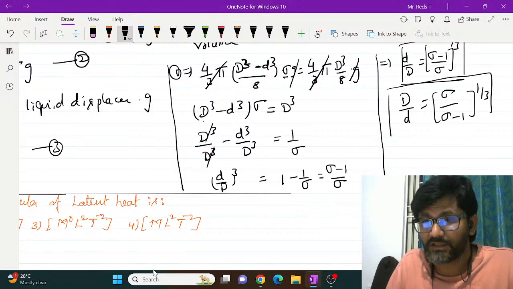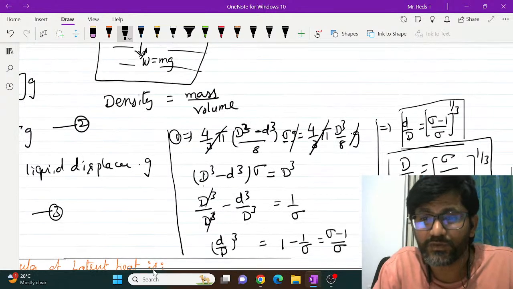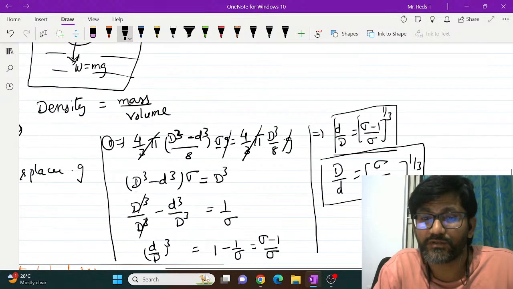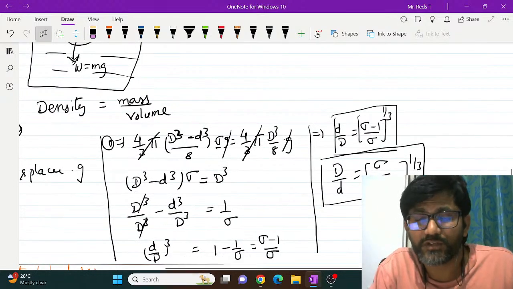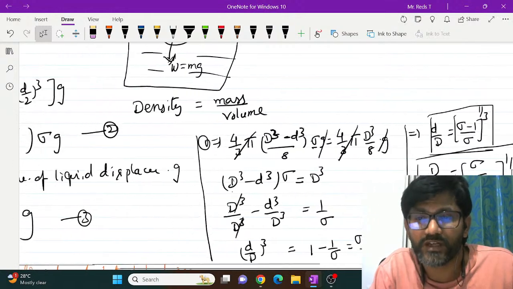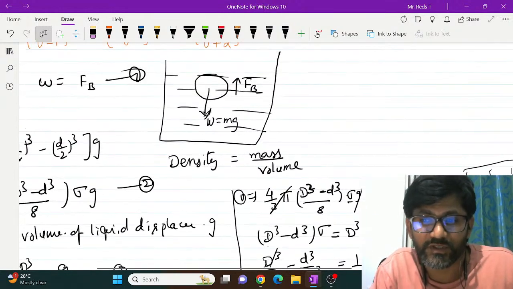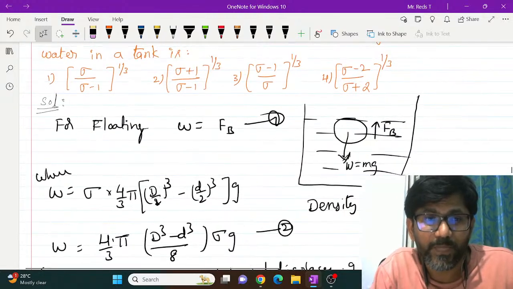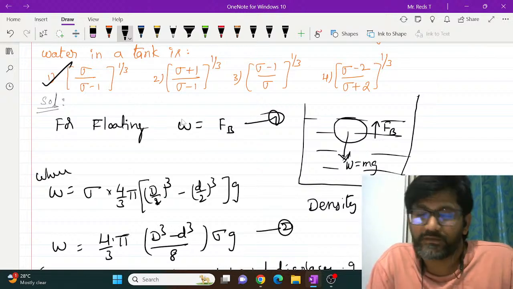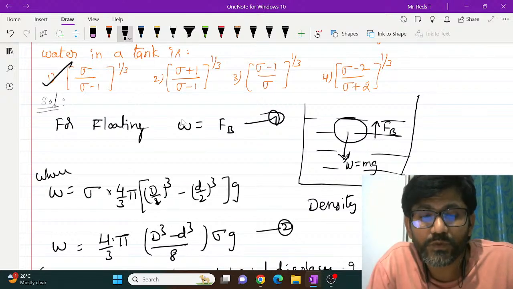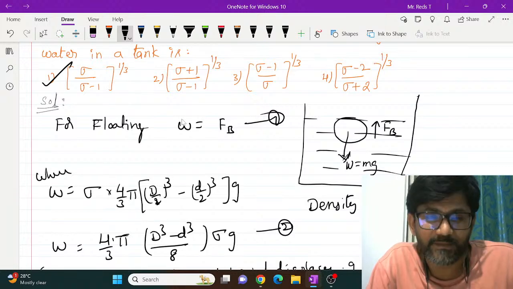Yes, depending on the requirement you have to cross check. Both options may be there. If you are in a hurry and take the wrong answer, you lose the marks. You will feel like you did it correctly, but you will lose the marks. You have to take the options carefully. Sigma by sigma minus 1 whole power 1 by 3, so option 1 is the right one. So this kind of questions you have to do a little carefully. So go through once again properly and try step by step, guys.